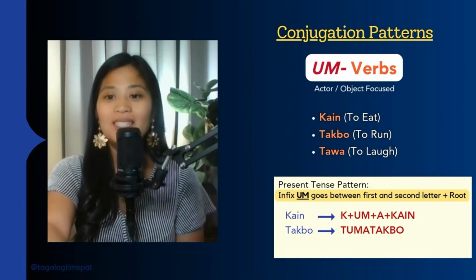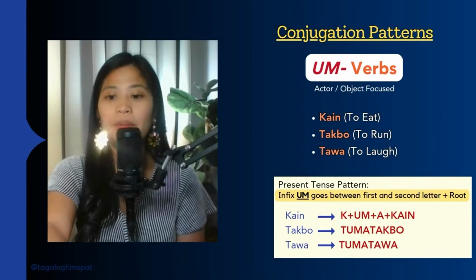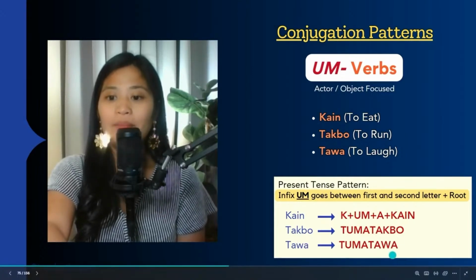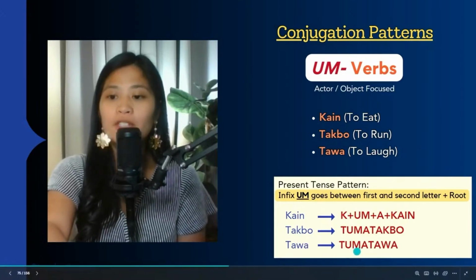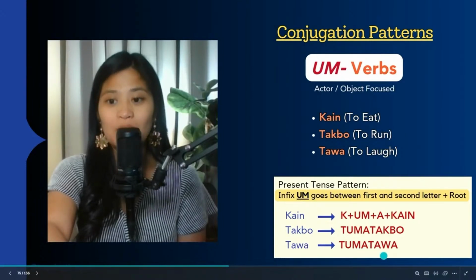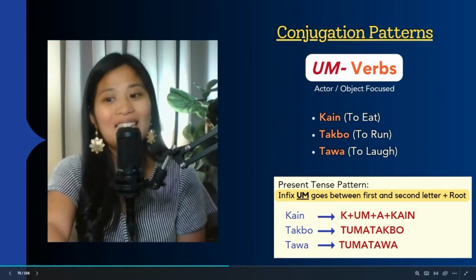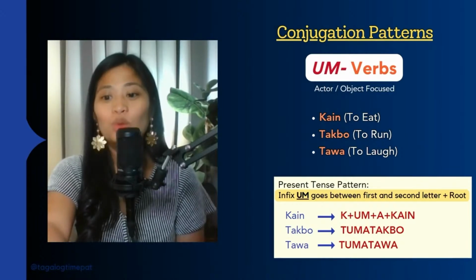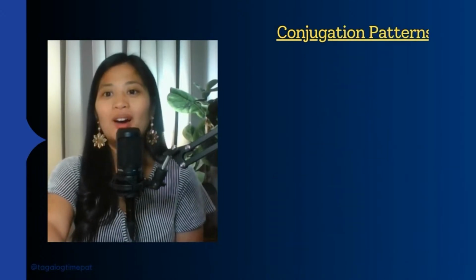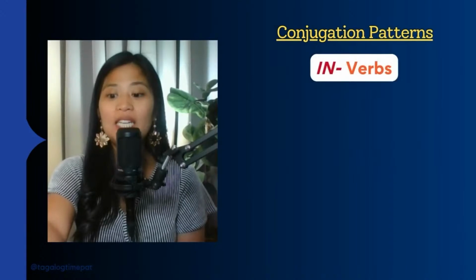In the present tense, tawa, to laugh, will be tumatawa. Um goes between the first and second letter, and then the root goes at the end. Tumatawa sila. They are laughing. Tumatawa. Alrighty, now let's move on to in verbs.